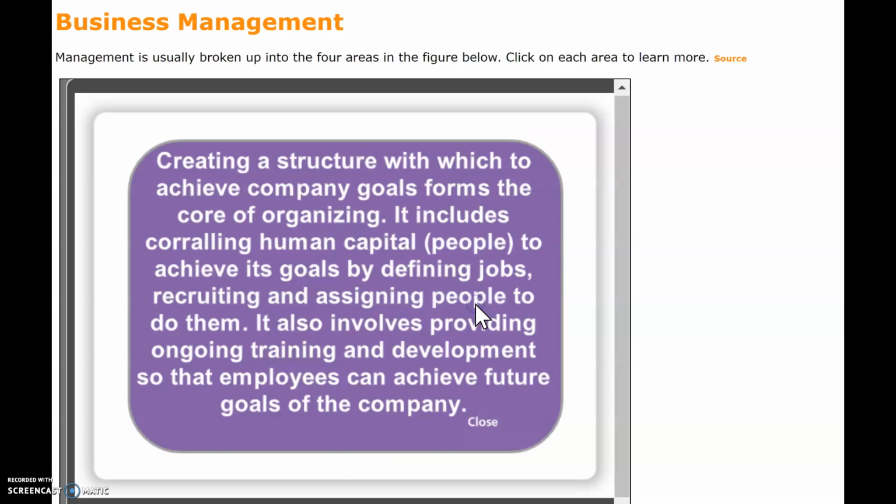Organizing. Creating a structure with which to achieve company goals forms the core of organizing. It includes corralling human capital, people, to achieve its goals by defining jobs, recruiting, and assisting people to do them. It also involves providing ongoing training and development so that employees can achieve future goals of the company.